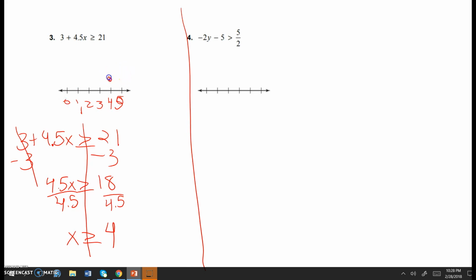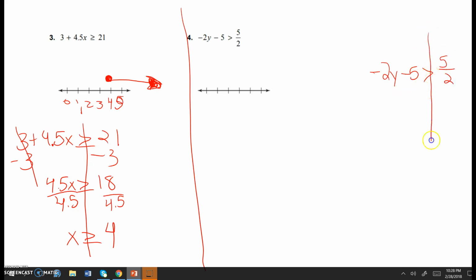It's going to be a closed circle above 4, and x is anything greater than or equal to, so it goes to the right, because that's where all those numbers are. Next one, negative 2y minus 5 is greater than 5 halves.